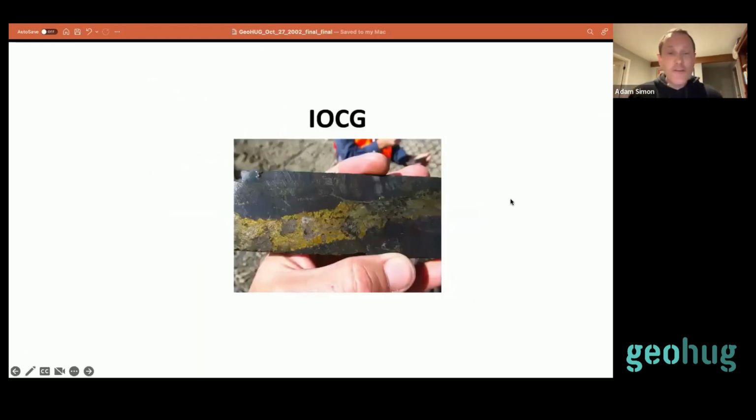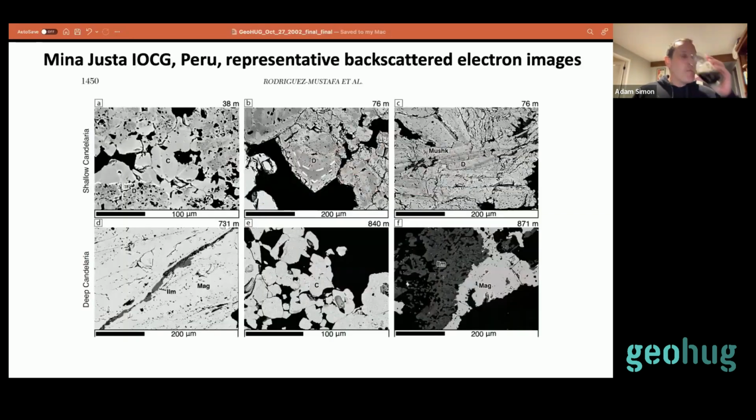So now let's switch gears again and look at IOCG deposits. This is from a paper that Maria Alejandra Rodriguez Mustafa published in the Journal of Economic Geology. And this is a study that she did on the Candelaria IOCG deposit. These are representative BSE images. And all I want you to do is, if you look at each of the panels, what you see are multiple generations of magnetite.